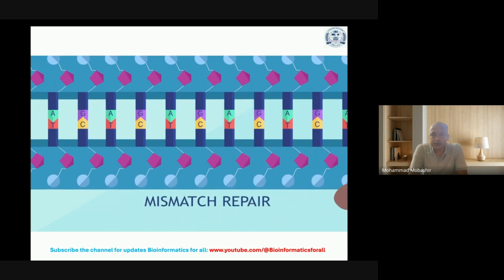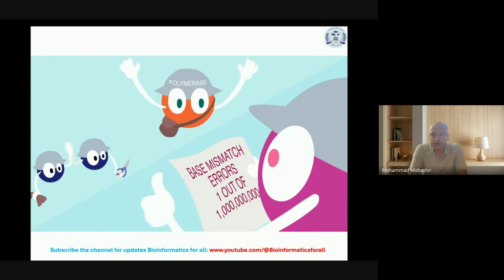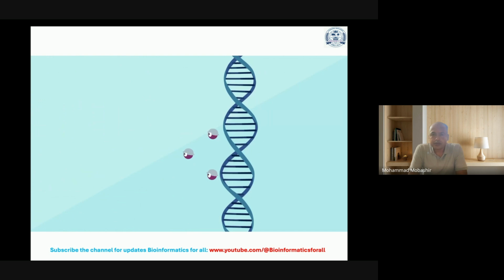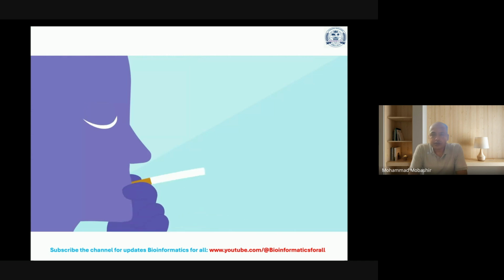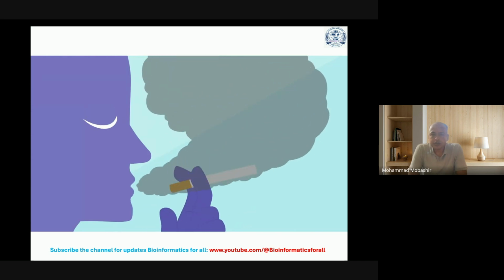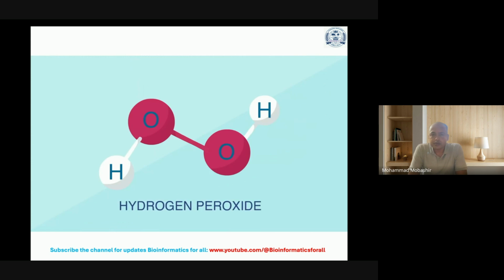This is called mismatch repair. Together, these two systems reduce the number of base mismatch errors to about 1 in 1 billion. But DNA can get damaged after replication too. Lots of different molecules can cause chemical changes to nucleotides. Some of these come from environmental exposure, like certain compounds in tobacco smoke. But others are molecules that are found in cells naturally, like hydrogen peroxide.